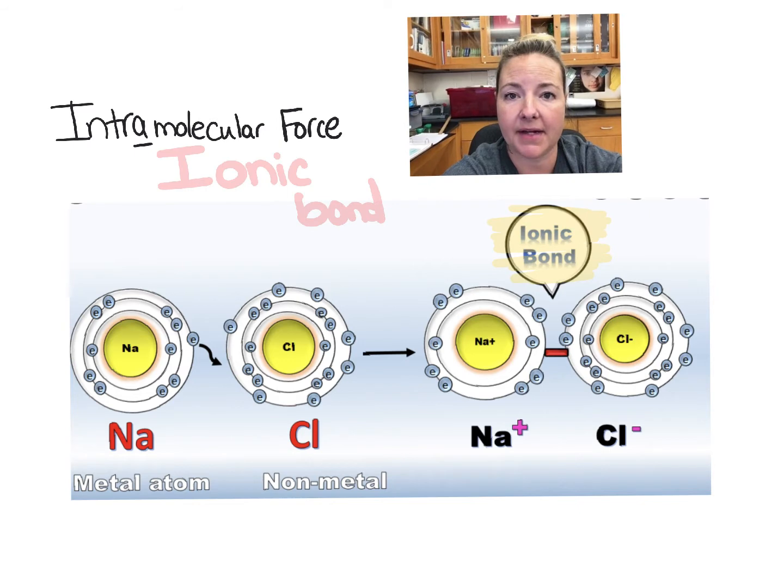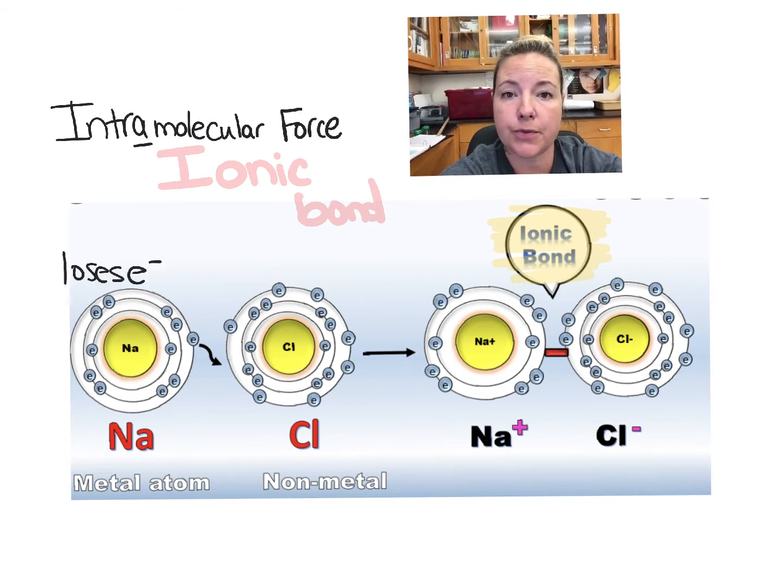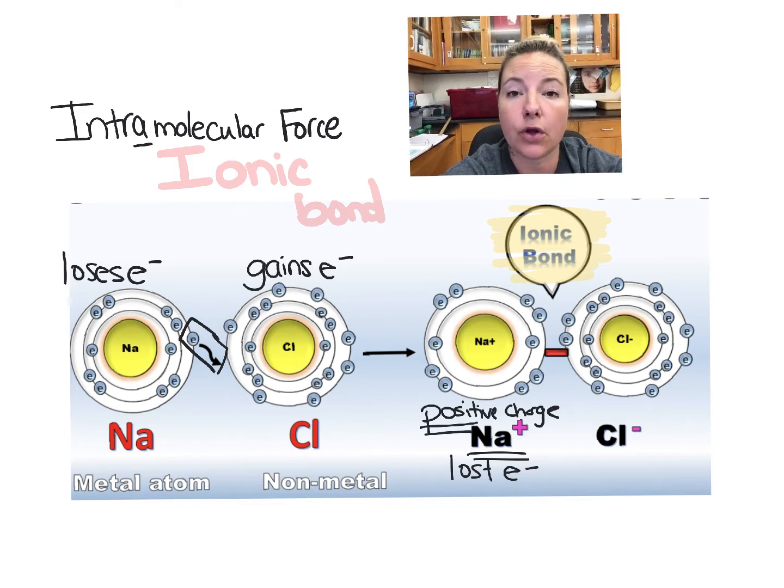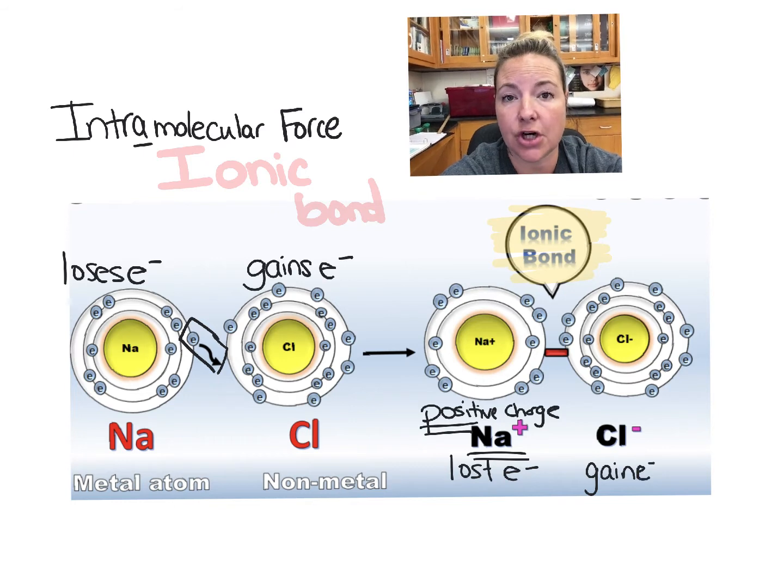With an ionic bond, we have one atom that loses an electron, which we can see in this diagram, and we have one atom that gains an electron. When that happens, we end up with the sodium atom that lost the electron having an overall positive charge to it. The chlorine atom that gains the electron has an overall negative charge.